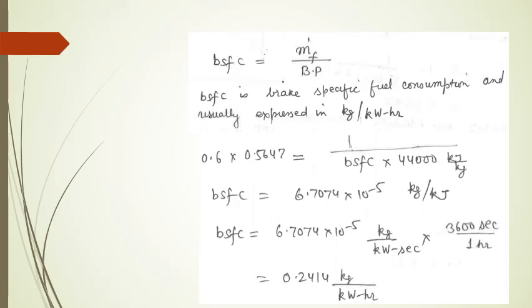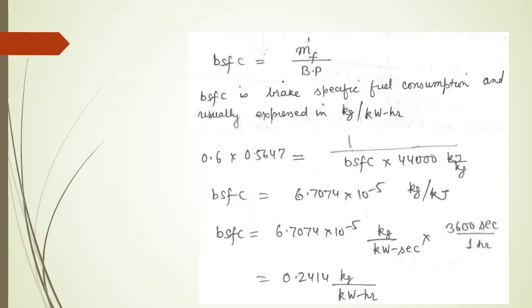So whatever unit the calorific value has, BSFC is going to have the reciprocal of that. Since calorific value has the unit of kilojoule per kg, BSFC ought to have the unit kg per kilojoule in order to have the denominator unitless. Okay, so that is why we have got the unit of BSFC as kg per kilojoule. I think that must be clear now.